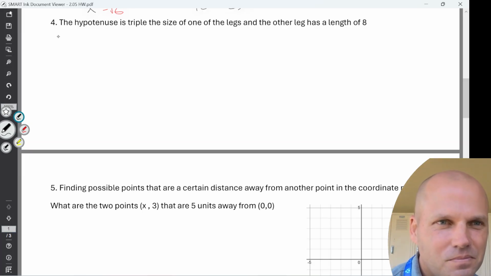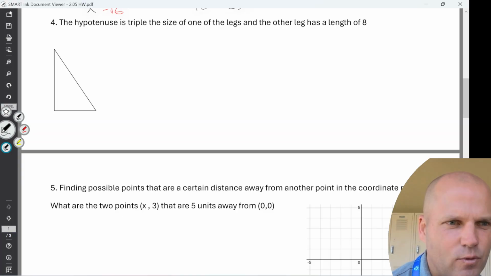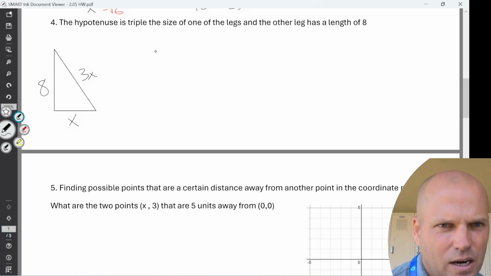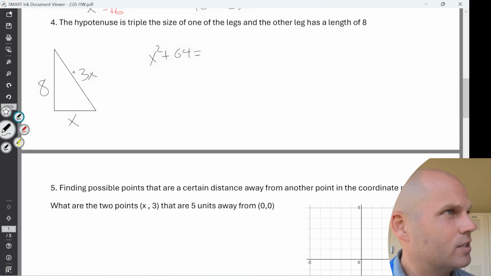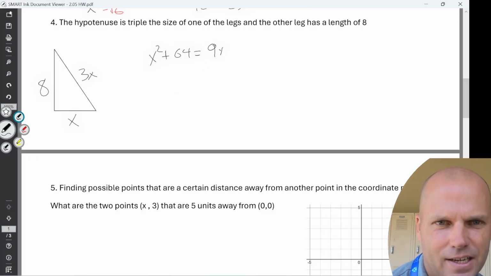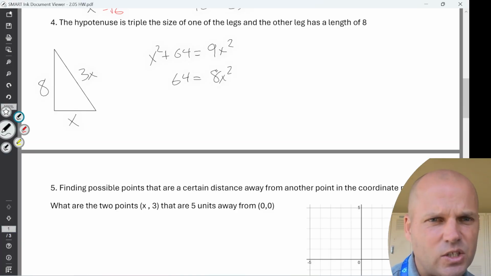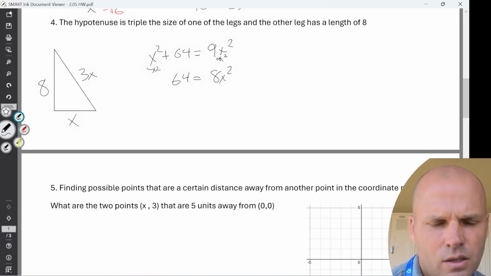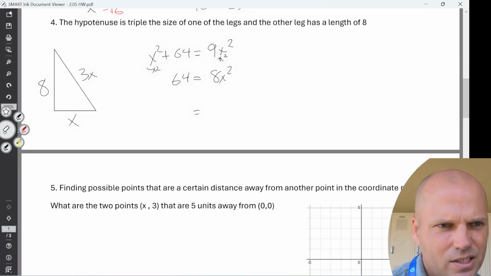Good, good. Later. Question number 4. The hypotenuse is triple the size of one of the legs. So one of the legs must be x, and the hypotenuse must be 3x. The other leg is 8. All right, well, x squared plus 8 squared, which is 64, equals 3x squared. 3x times 3x is 9x squared, giving me that 64 equals 8x squared after I subtract an x squared from both sides. And dividing by 8, isn't 8 times 8 64?